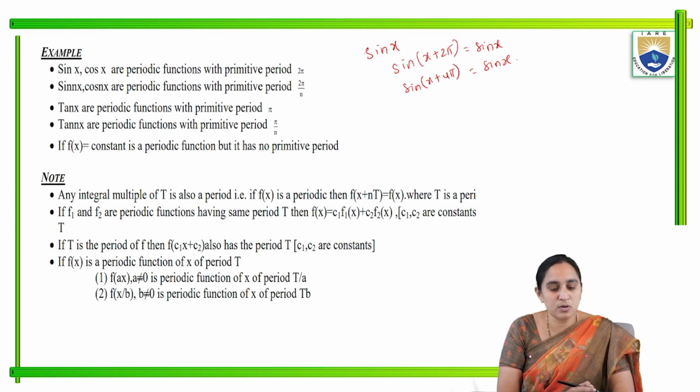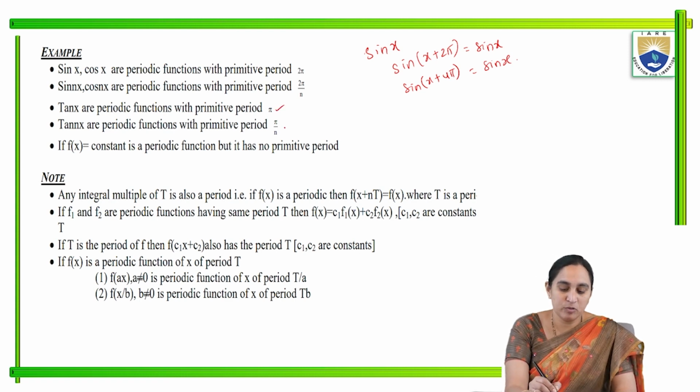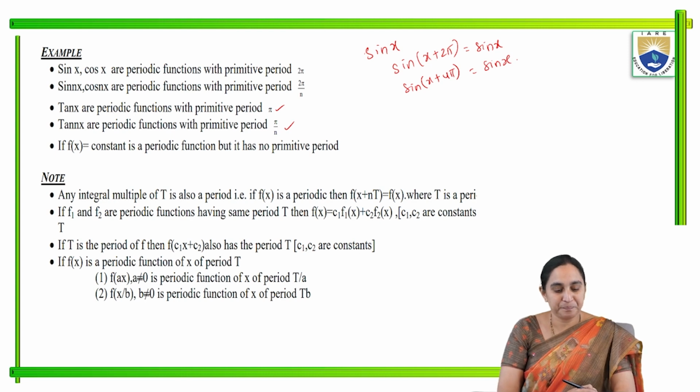Sin nx and cos nx are periodic functions with the primitive period 2 pi by n. Tan x is a periodic function with the primitive period pi, and tan nx is a periodic function with the primitive period pi by n. If f of x is a constant, it is a periodic function, but it has no primitive period. Note, any integral multiple of t is also a period.